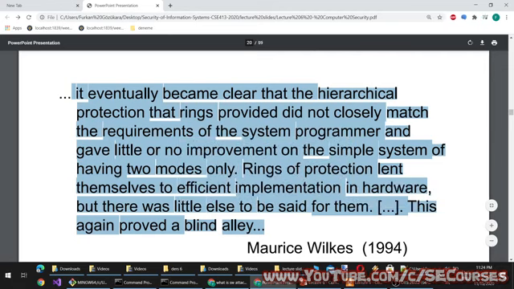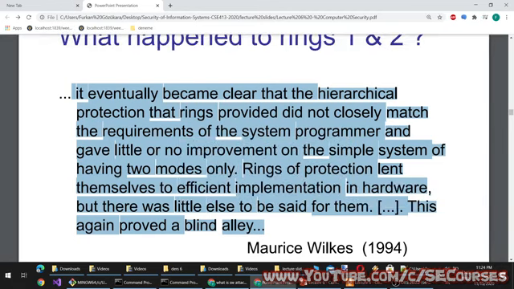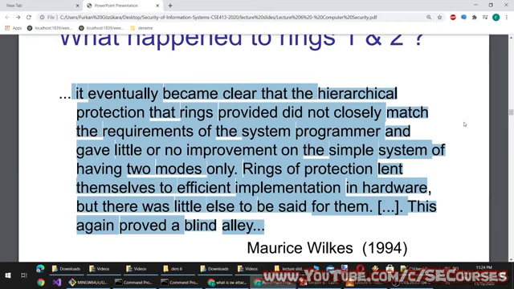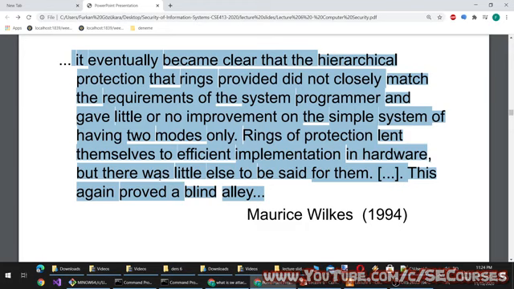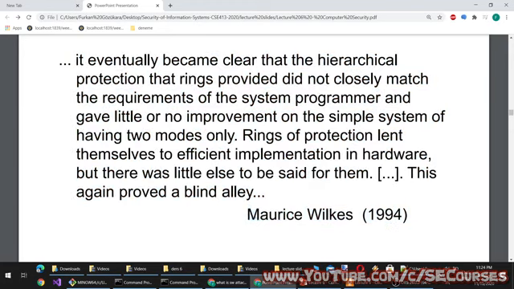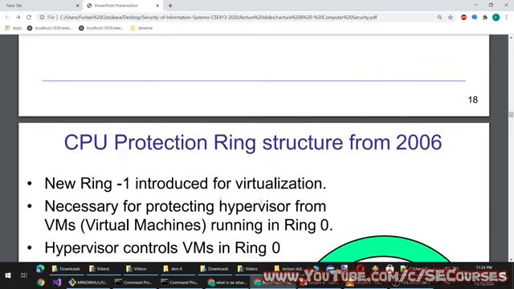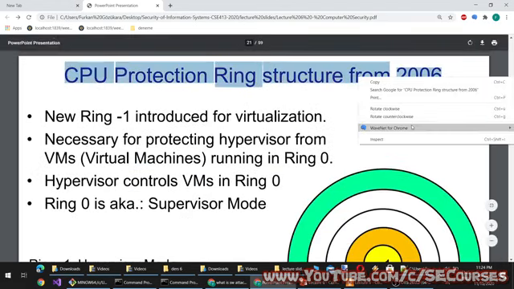It eventually became clear that the hierarchical protection that rings provided did not closely match the requirements of the system programmer and gave little or no improvement on the simple system of having two modes only. Rings of protection lent themselves to efficient implementation in hardware, but there was little else to be said for them. [...] This again proved a blind alley. This is the words of Maurice Wilkes, 1994.